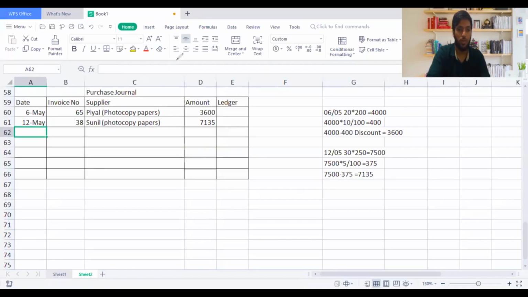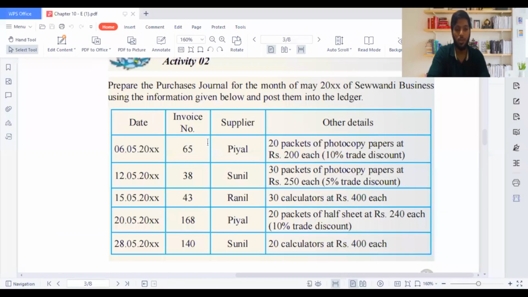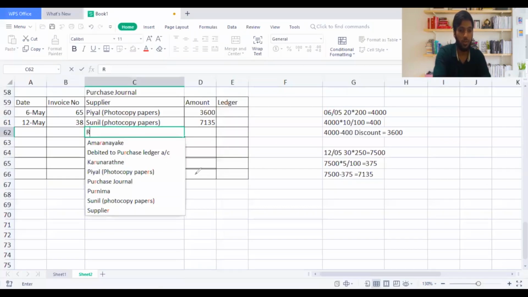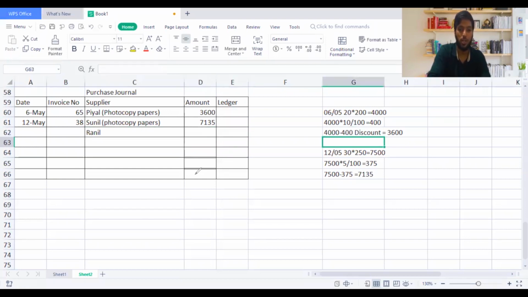What do we have? We have 15/5/2043. Ranil is purchasing 30 calculators at 400 each. So I'm going to take Ranil here, 30 calculators at 400 each. So I can show you here.